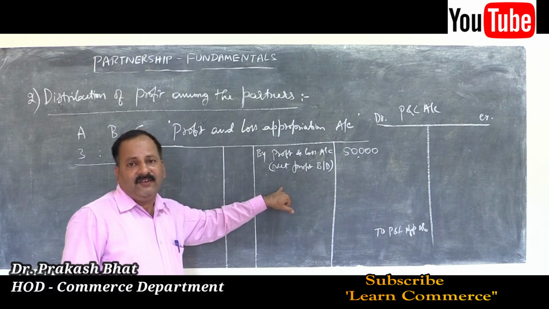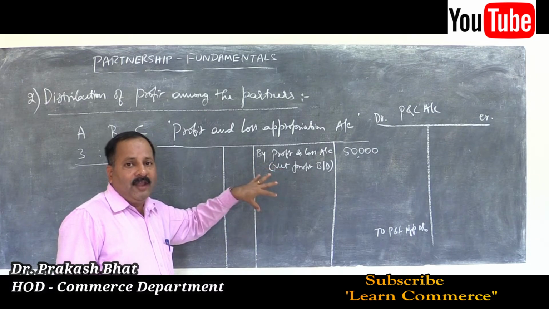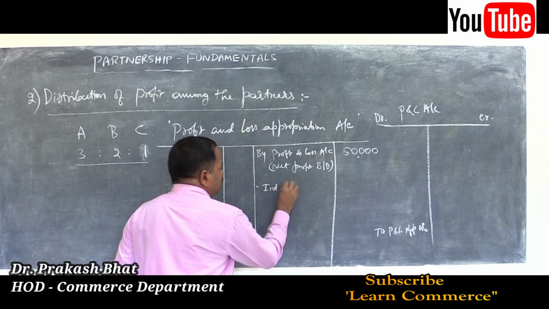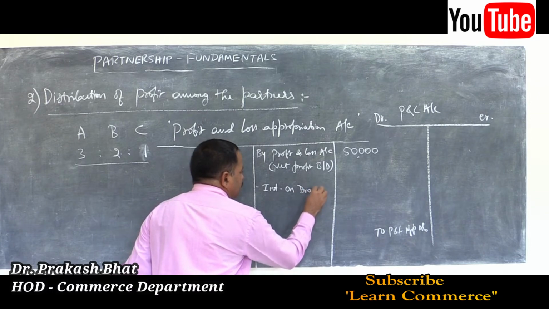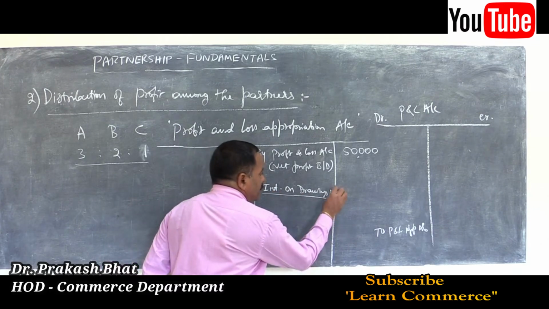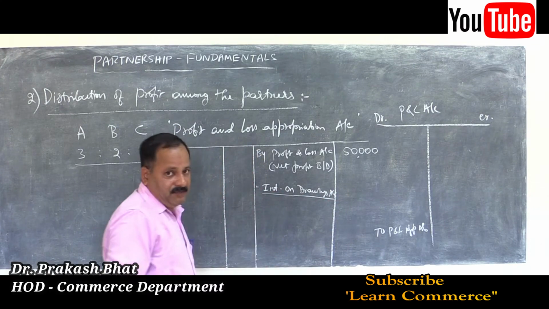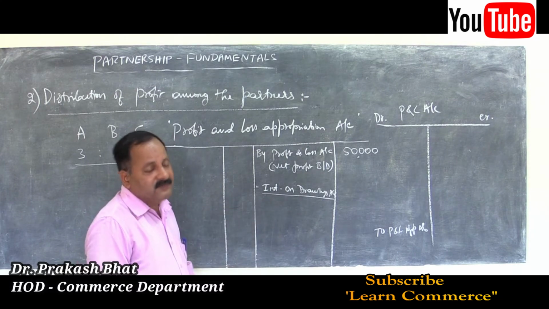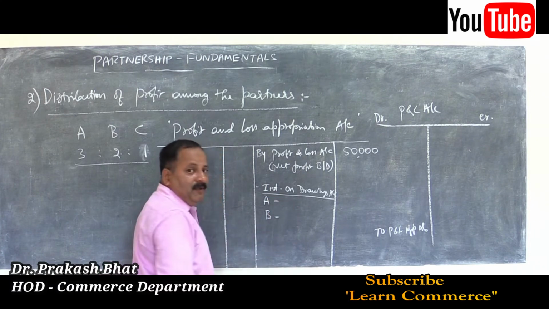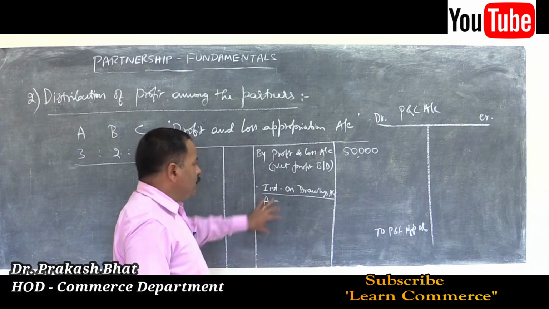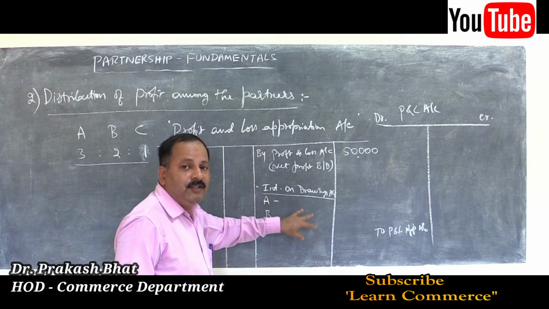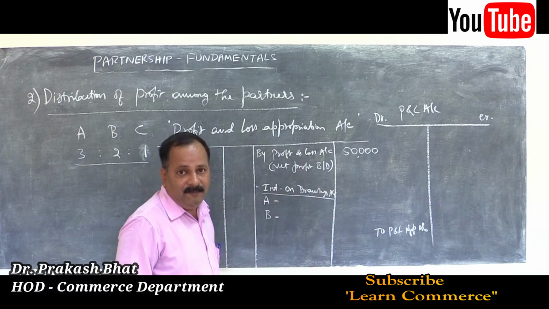Only one item you will get, mostly at your level, at PU level. That is by interest on drawings account. Here you have to write under that, I put a column here, then write the names of the partners, to whom the amount is payable. Suppose there are two partners, A and B. Write A, B, write the amount, how much, and write the calculations. You have to make the calculations here: amount withdrawn into the percentage of interest on drawings given in the problem.